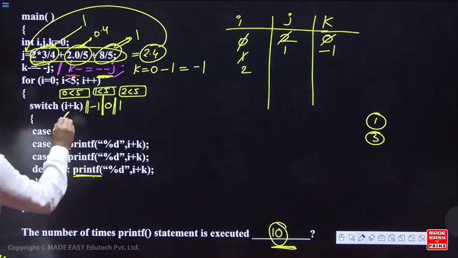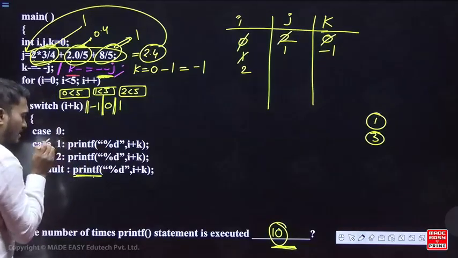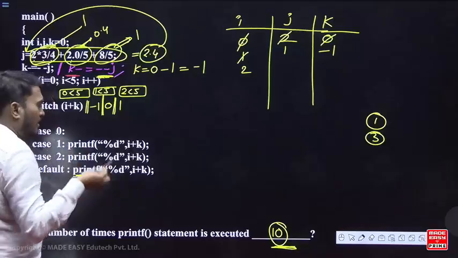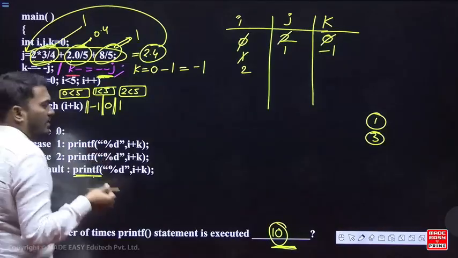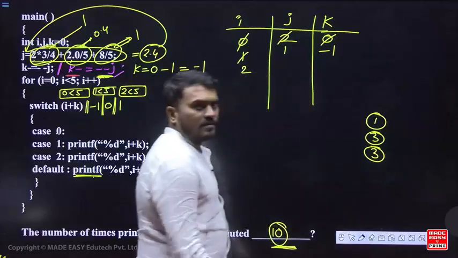Okay, right? In the switch case you are passing 1. When you are passing 1, is it matching with any case here? Yes, it matches with case 1. So how many times will printf execute? 3 times. The first printf, the second one, the third one. So 3 times printf will execute.